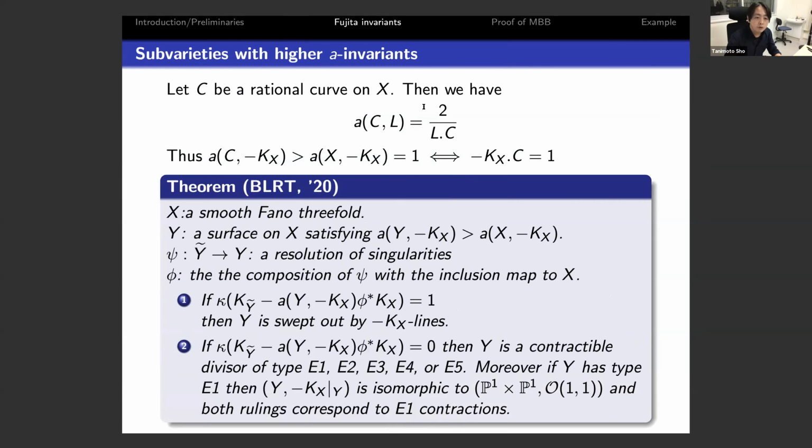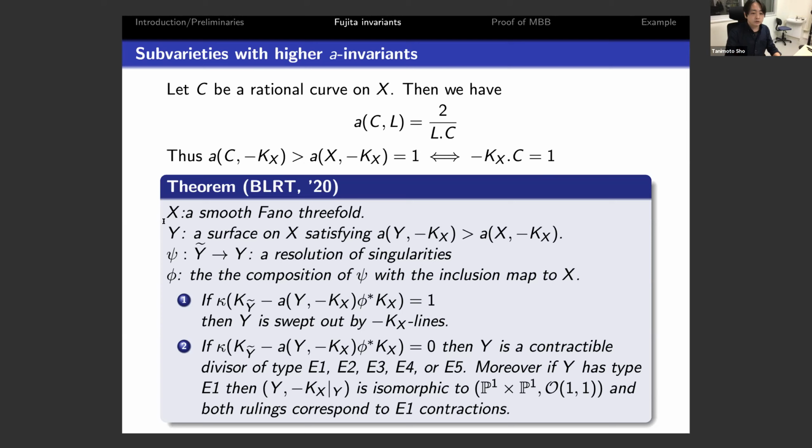So for example, for curves, it's easy. Let C be a rational curve on X. Then we have a(C, L) equal to 2 over L dot C. So a(C, -K_X) is greater than a(X, -K_X), which is 1, if and only if minus K_X dot C is equal to 1. So the only rational curves we should consider here are minus K_X lines. Right. So the next question is surfaces.